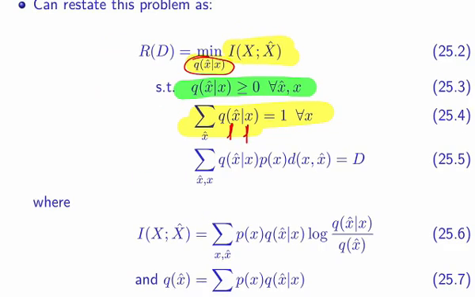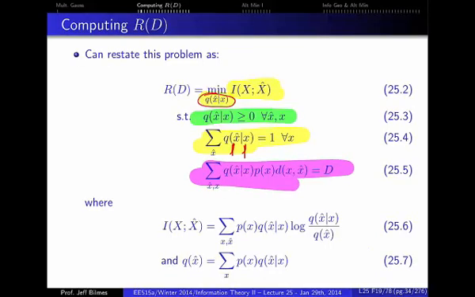Thirdly, we're going to add this constraint, which basically says that the expected distortion according to what's now a distribution Q is equal to D. And I'm going to talk about why we say equal, because in the previous case we said it's less than or equal to D.